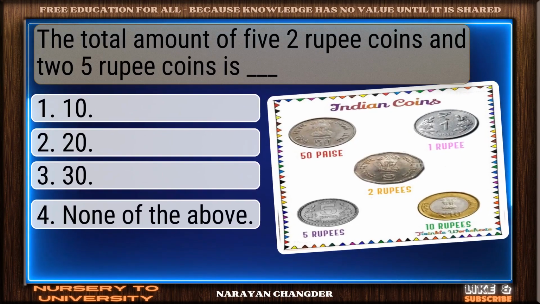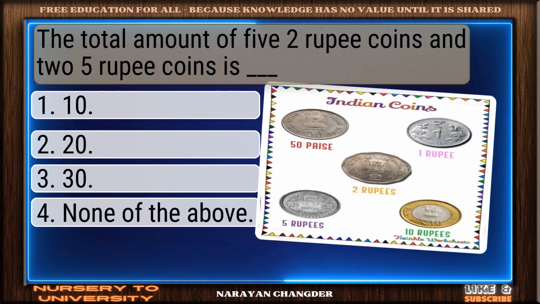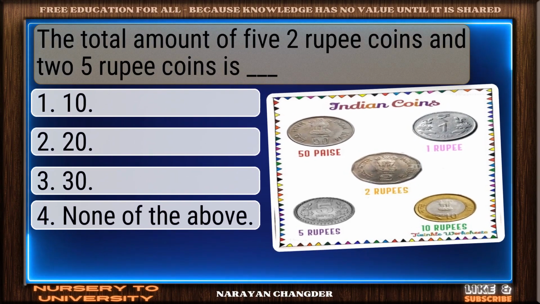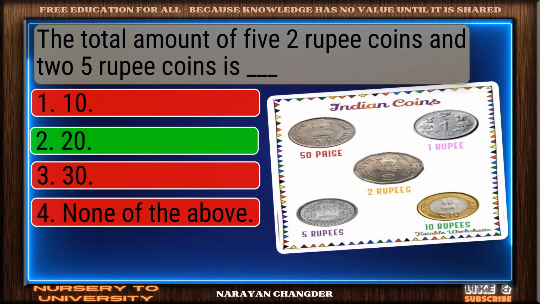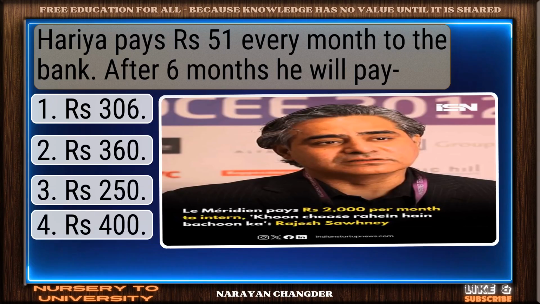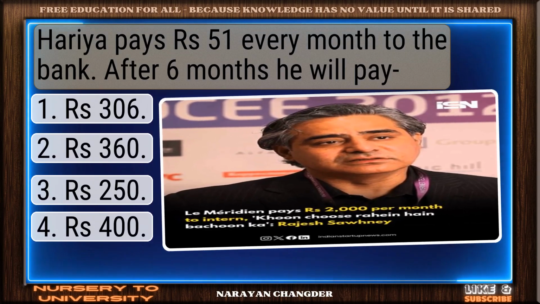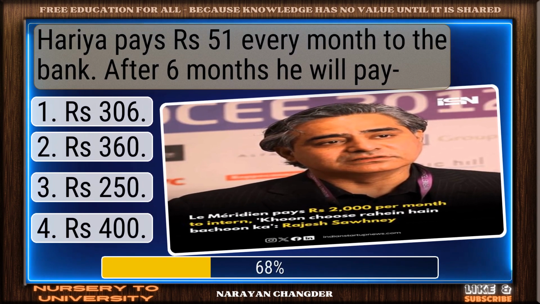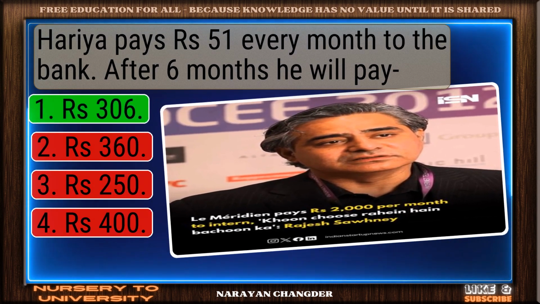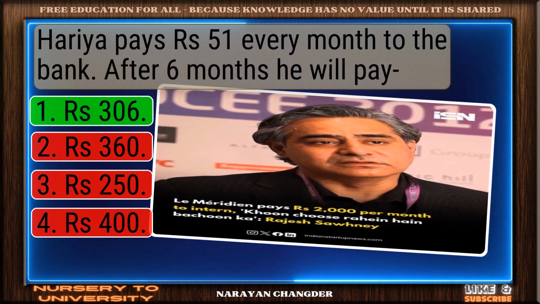The total amount of 5 2 rupee coins and 2 5 rupee coins is dash. Correct. 20 is the right answer. Hariya pays Rs 51 every month to the bank. After 6 months, he will pay. Well reasoned. Rs 306 is the correct choice.